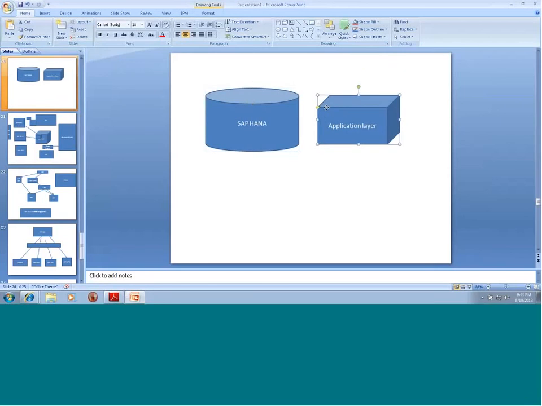Yeah, but when the entire SAP family is moving on to one database, that is HANA, then where does SAP BW come into the picture when there is no ETL process?